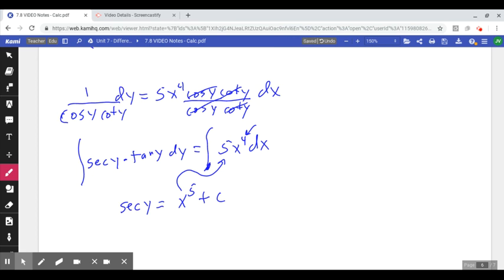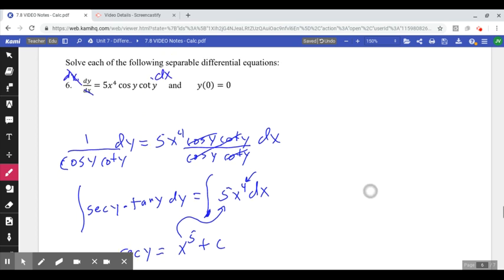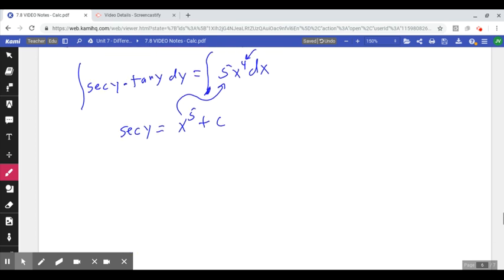To solve for c here, what we'll do is substitute our initial condition, which was 0, 0, into both x and y here, 0 for each one. So 0 to the fifth is 0. We need to figure out what the secant of 0 is, which is the same as 1 over the cosine of 0. So the cosine of 0 is 1, and 1 over 1 is 1, making c equal to 1.